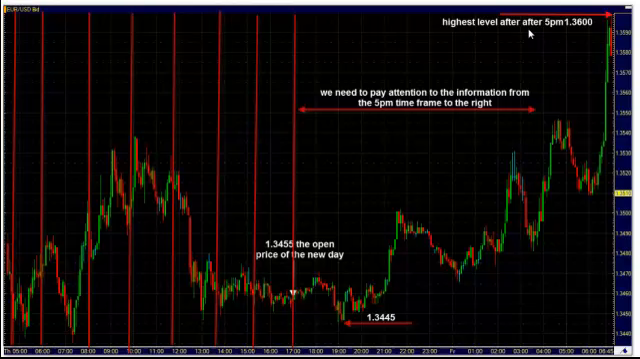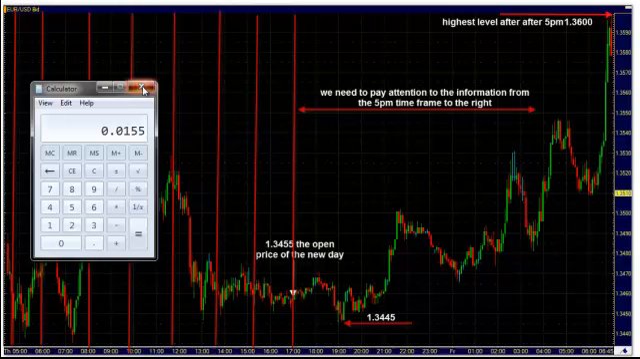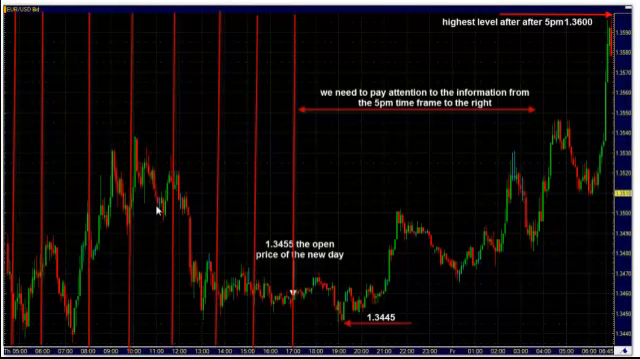Let's take the example that we're giving you. The lowest price is 134.45. The highest price is 136.00. In case the numbers get complicated, simply use a calculator and subtract. For example, here we have 1.3600 minus 1.3445, and you have 155 pips. So that is how much the price has moved overnight while we were sleeping.